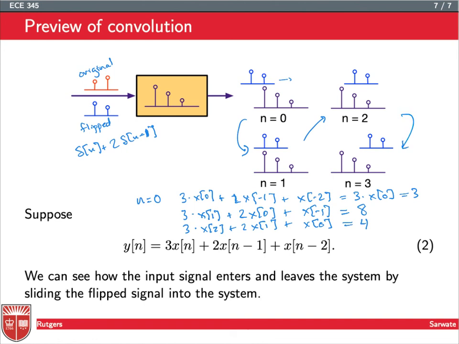Then you can try to calculate for yourself what happens at n equals 3. So you can see how the input signal enters and leaves the system by sliding this flipped signal into the system. We'll see how this works mathematically in the coming days. So this is really a preview of this convolution operation that we're going to talk about later. So just keep this in the back of your mind as we go along.